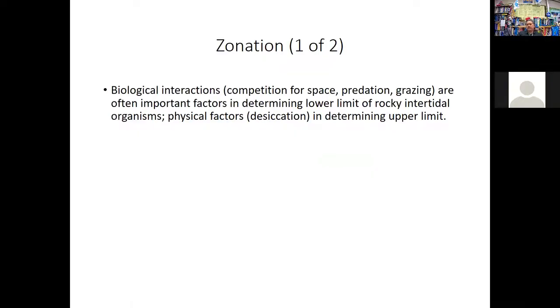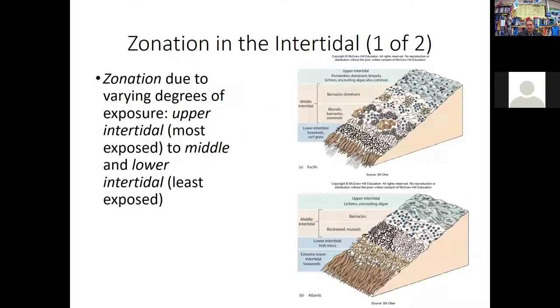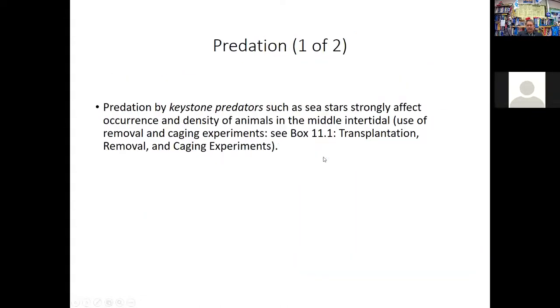Alrighty. Here's another slide on zonation. It says biological interactions are often important factors in determining lower limits of rocky intertidal organisms, physical factors in determining the upper limits. Okay, so back to this picture right over here. That's what this is talking about. The upper limit is determined by the physical factors of the tides coming out, and then down here it just depends on competition between the species that are living right there in that particular part of the world.